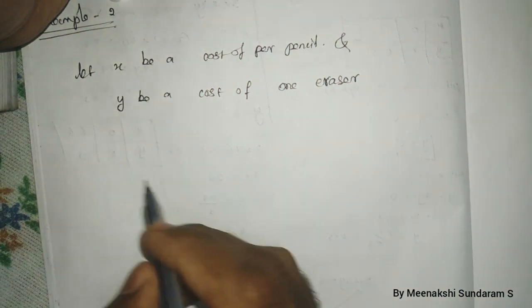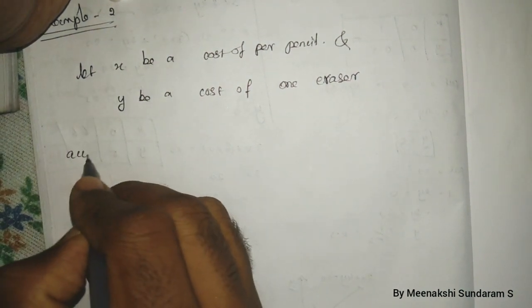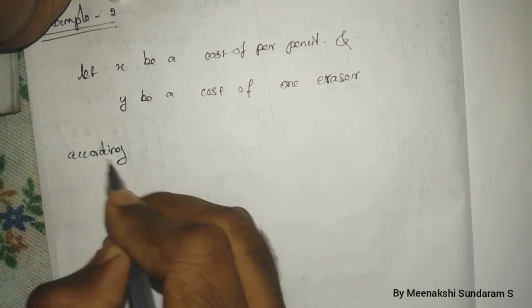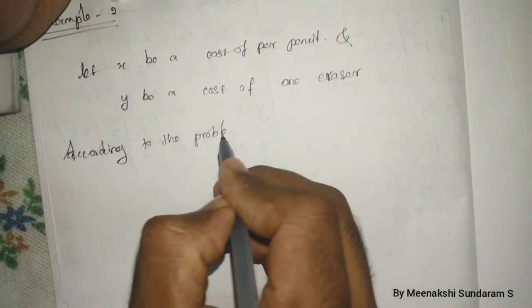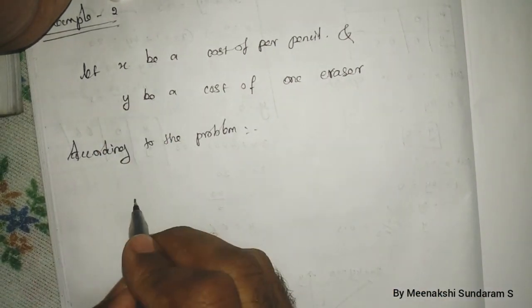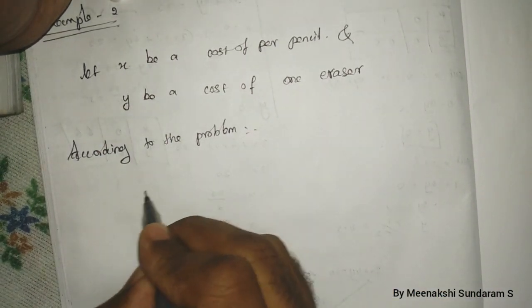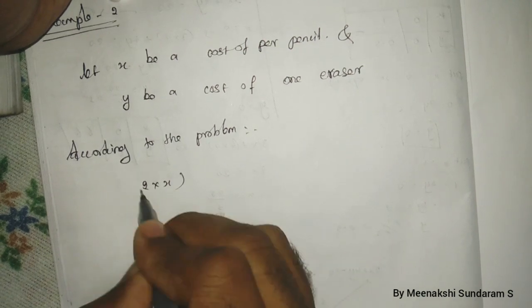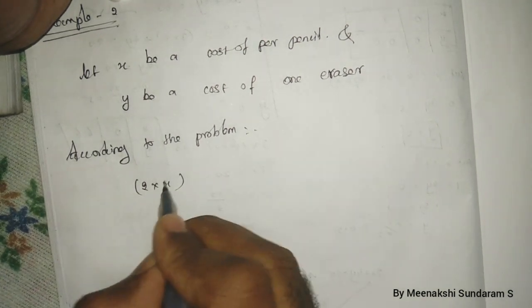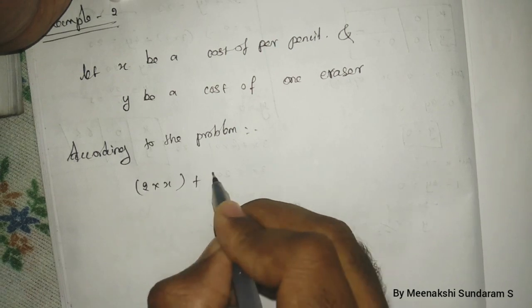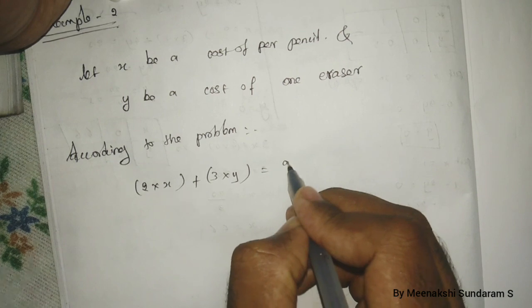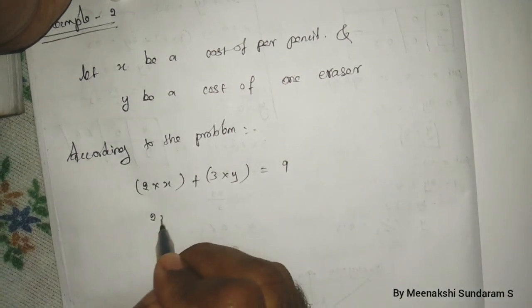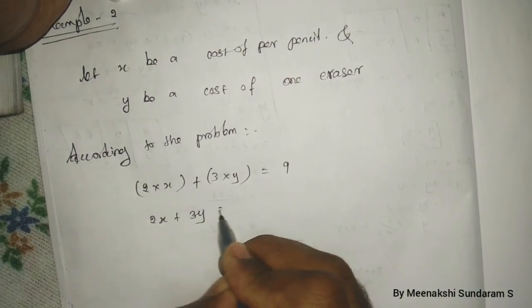So 2 pencils. What is the pencil cost? X. So the first condition, according to the problem: first she bought 2 pencils. So 2 into x, where x is the cost of the pencil, plus 3 erasers. So 3 into the cost of the eraser, y, which is equal to 9 rupees she paid. Clear? So 2x plus 3y equal to 9.